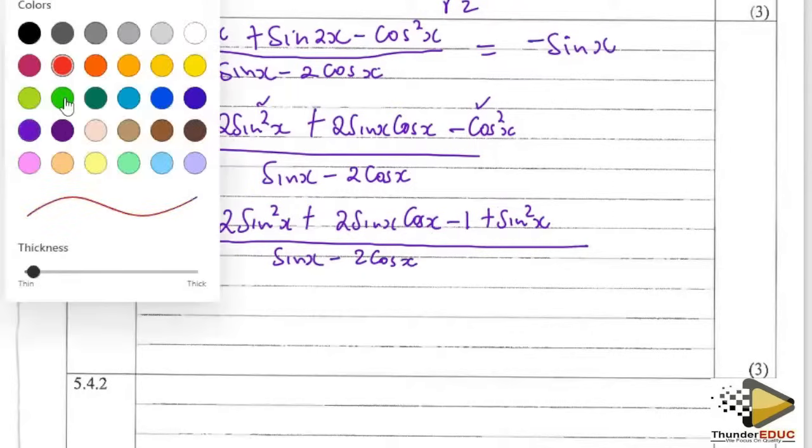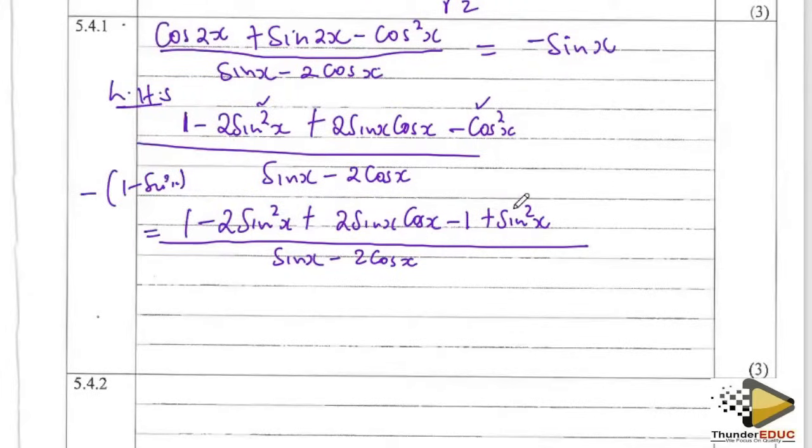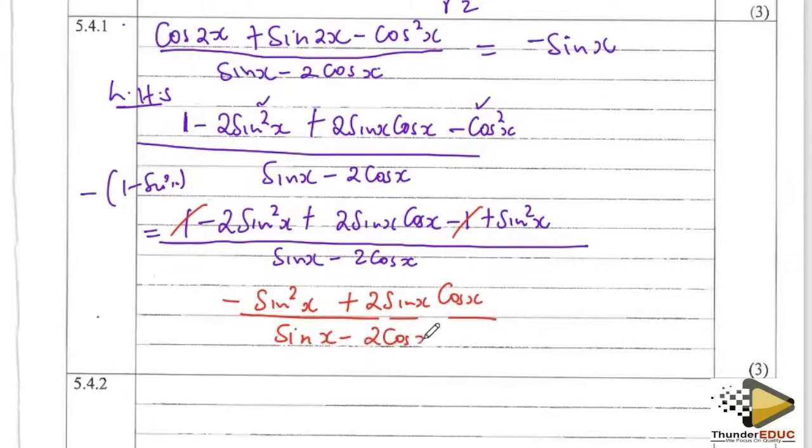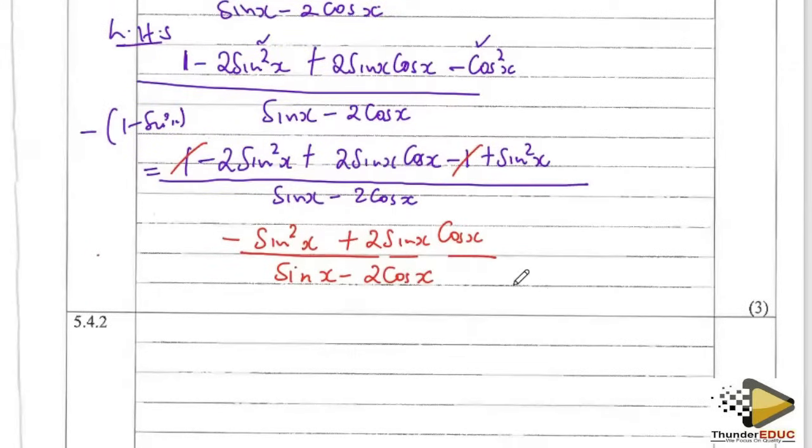Okay, is there anything that is common for me? So this is going to cancel that. This is going to reduce that. So I'm going to have negative sine squared x plus 2 sine x cos x over the sine of x minus 2 cos x. That is common there. You can see there's a sine x and there's a sine x. And check out the negative part of it.